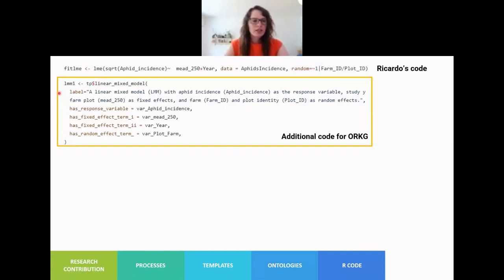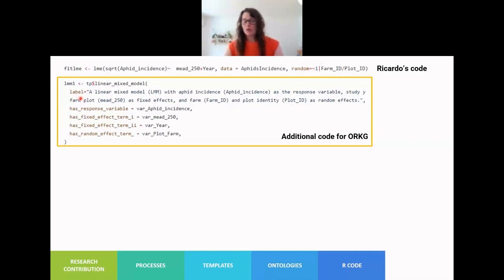So all this code does is call an existing template to describe a linear mixed model, similar to the template I showed you before. And then it's going to map information from Ricardo's code related to the model response variable, the fixed effects, and the random effects terms to this template. And this template will also provide a field for a label that's human readable. And by mapping the data to this template, we ensure that it's harvested by the ORKG in a structured format.